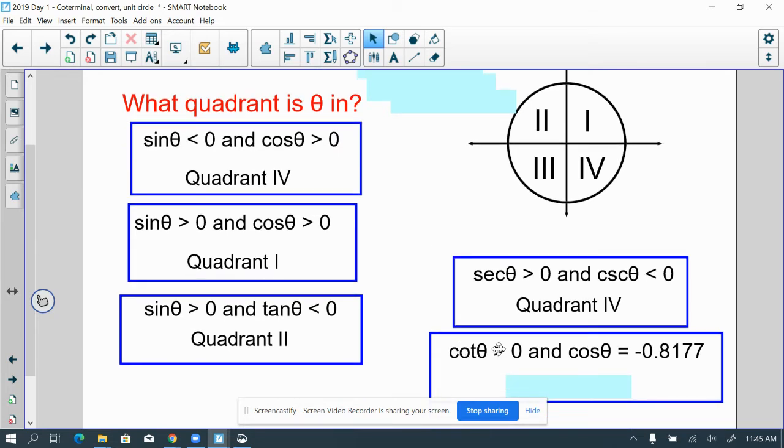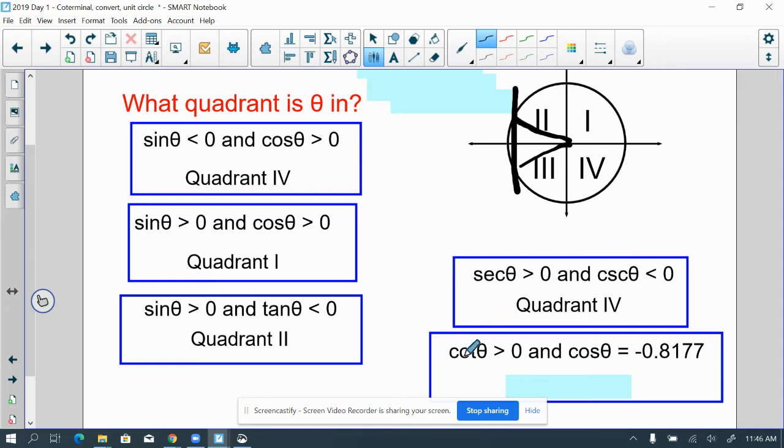All right, the cotangent is positive, and the cosine equals negative 0.8177. Well, if the cosine equals negative 0.8177, then that is somewhere around here, because remember, cosine is x, and the smallest cosine could ever be is negative 1. This is saying that the angle has a cosine of negative 0.8177. So it's either this angle or this bigger angle. Both of those angles have the same cosine, so it's either in quadrant 2 or quadrant 3.